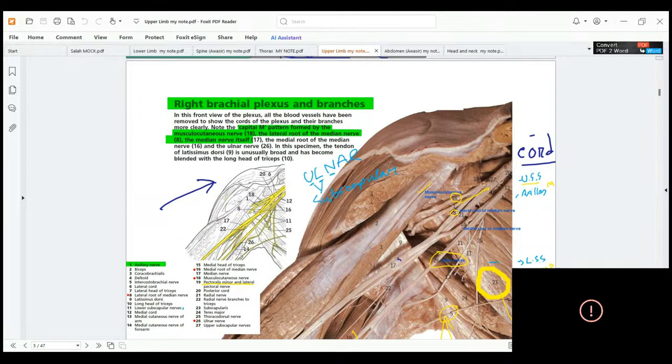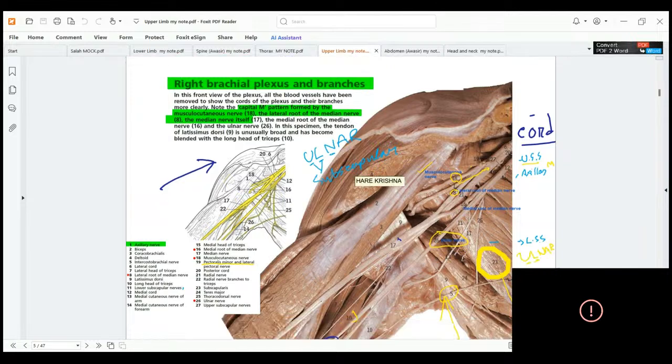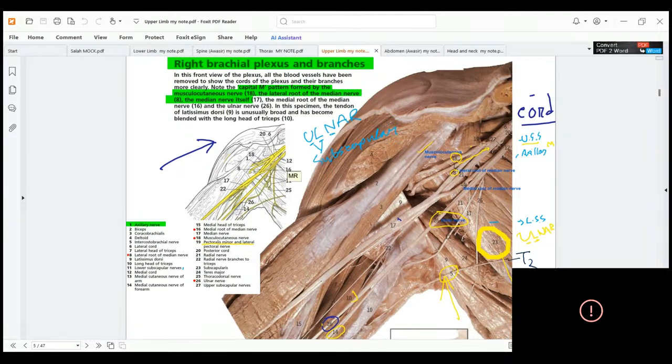This is brachial plexus. Number 17 is median nerve. It is coming from two roots. One is medial, so medial head of median nerve, number 16. Medial root of median nerve. And number 8.